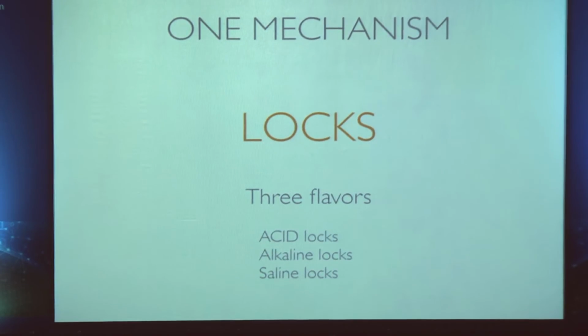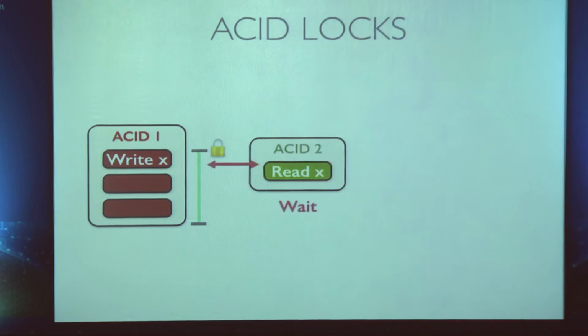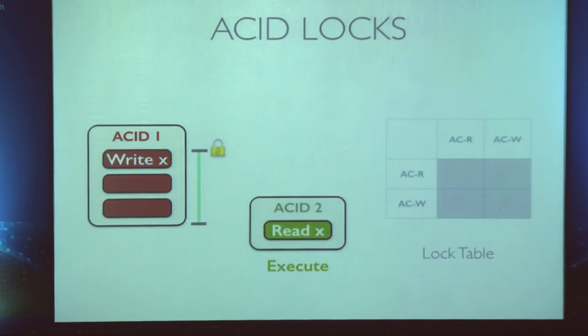You're all familiar with ACID locks. If I have an ACID transaction that tries to update a variable x, what it's going to do is acquire a lock, an ACID lock, at the beginning of the transaction. It's going to keep it until the end of the transaction, so that if another transaction tries to read x, it's going to have to wait until the first transaction completes, and only then is it going to be allowed to execute. So if I look at a table that expresses the conflicts between these different locks, you see that, of course, read-read operations don't conflict, but every other combination you have a conflict.